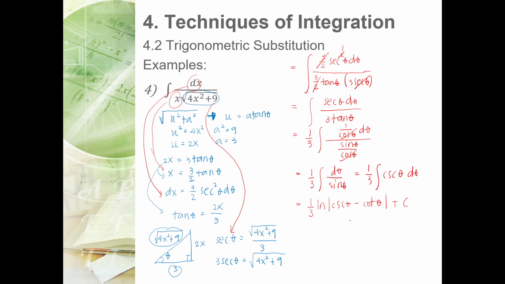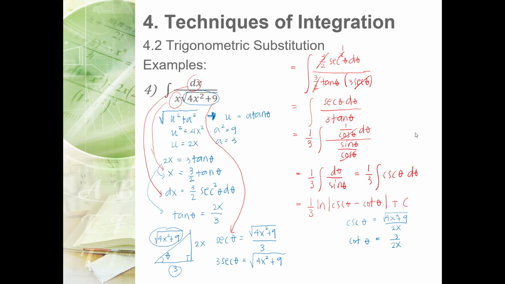Okay, so cosecant theta, that's hypotenuse all over the opposite side. And then cotangent is equal to just adjacent side all over the opposite side. So this should be 3 all over 2x.